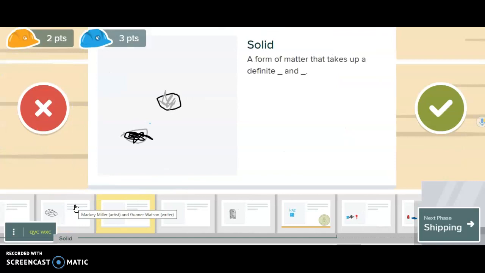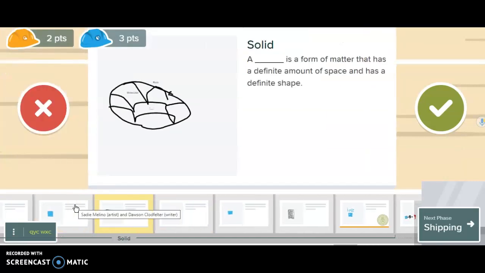Form of matter that takes up a definite... Ooh, no, that did not give me everything I needed on that. A blank is a form of matter that has a definite amount of space, has a definite shape. Molecules, rock. Who did this one?